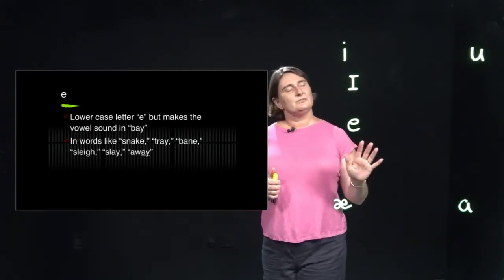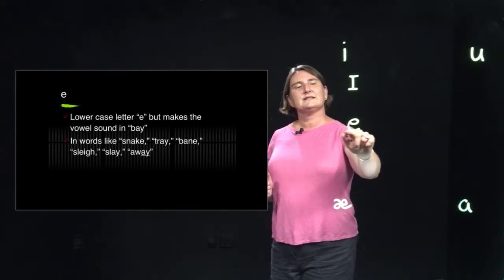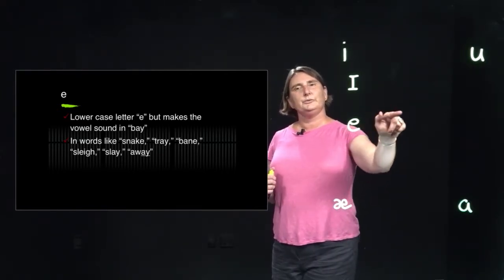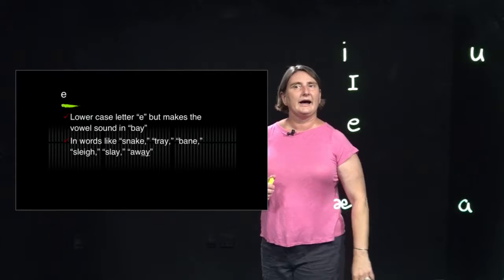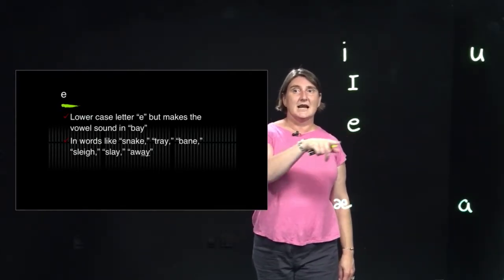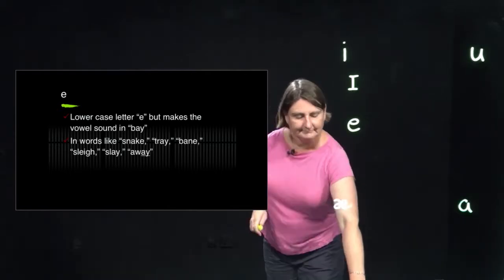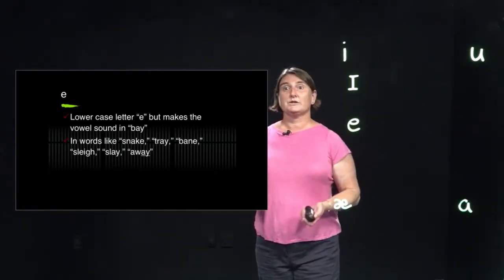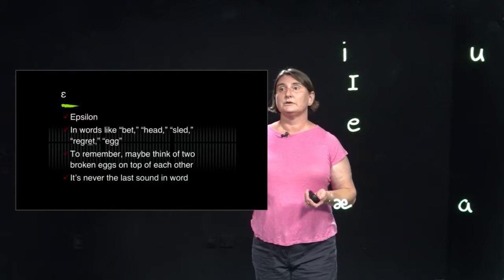You might like this one, you might not like this one. I think of this as a snake's tongue, like woo, snake's tongue coming out like that, to help me remember that that's going to make the sound that's in snake. But that's an easy one to draw. We know how to draw that one, write that one.